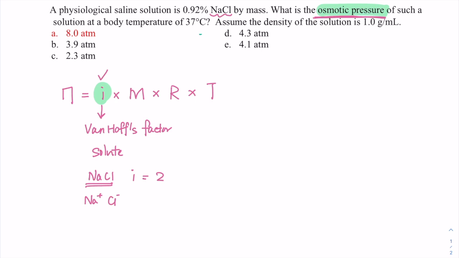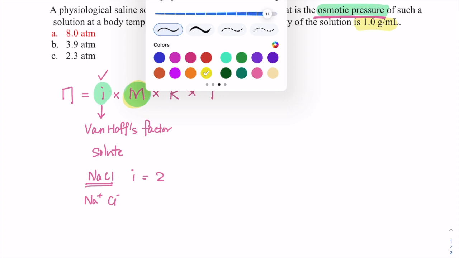The next information we need in order to figure out the osmotic pressure is the molarity. Looking at the question, is the molarity given directly? Not really. We have a mass percent and the density of the solution, which is information we can use to calculate the molarity. That's something we need to figure out, so let's keep going and see what else we can easily find.